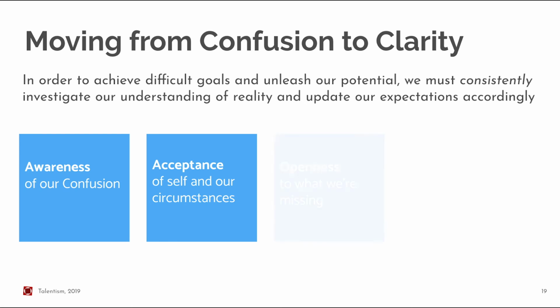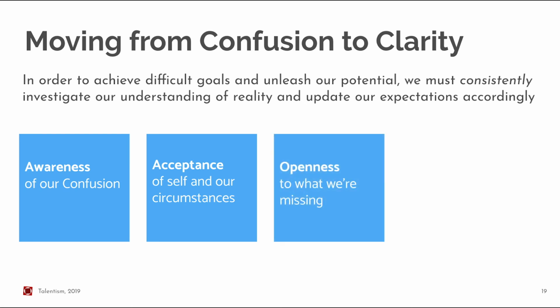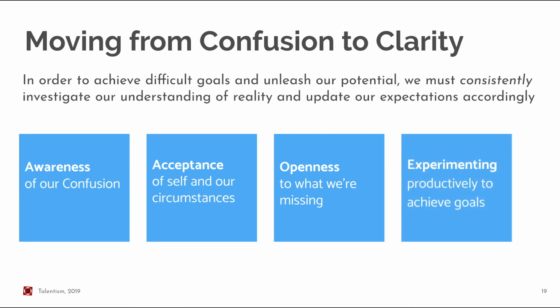Building upon that self-acceptance is an openness to what we're missing, a humility. We're always missing something. It's important to be aware that we don't have total knowledge. There's lots of gaps in our understanding, and having the openness that will allow us to be able to productively learn and grow. And then, finally, and most importantly, is using your awareness, self-acceptance, and your openness to what you're missing and taking action. Experimenting productively in order to achieve your goals. Clarity without experimentation is not clarity. That's just awareness. Businesses exist to achieve goals.